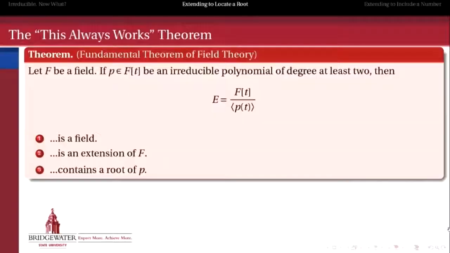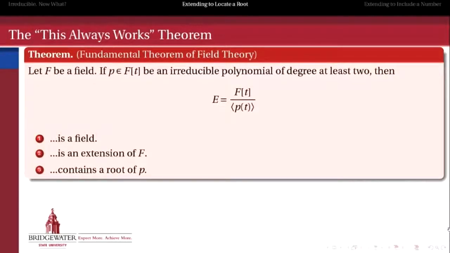After that, we'll look at the other question, which is, let's suppose we know exactly what number we would like to throw in with our smaller field. Can we find the smallest such extended field that contains the original field as well as that new number?